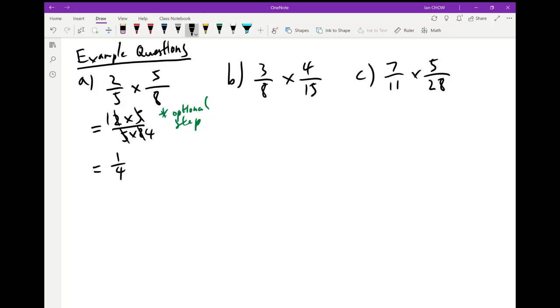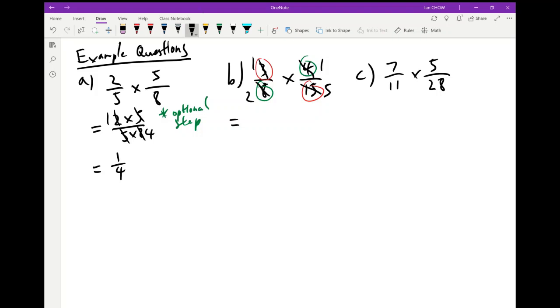Very simple, very easy. Then for B, we have 3 over 8 times 4 over 15. If you want to skip that first step in A, you can start simplifying from the question directly. So 3 and 15 both have a common factor of 3, so I can divide the top and bottom by 3. That becomes 1, and once you divide 15 by 3, that becomes 5. And then 4 and 8 are both divisible by 4, so I can divide the 4 by 4, that becomes 1, and the 8 by 4 becomes 2.